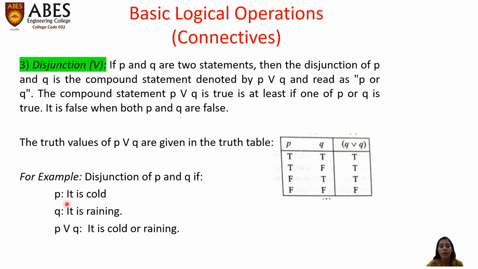So for example, if we have two propositional variables denoting two different statements, let's say P denotes the statement it is cold, and Q denotes the statement it is raining, and we have to find the disjunction of P or Q, then P or Q will be denoted like this and will be the new compound proposition, which is: it is cold or raining. Now we have discussed earlier also that disjunction will be read as or and conjunction will be read as and.